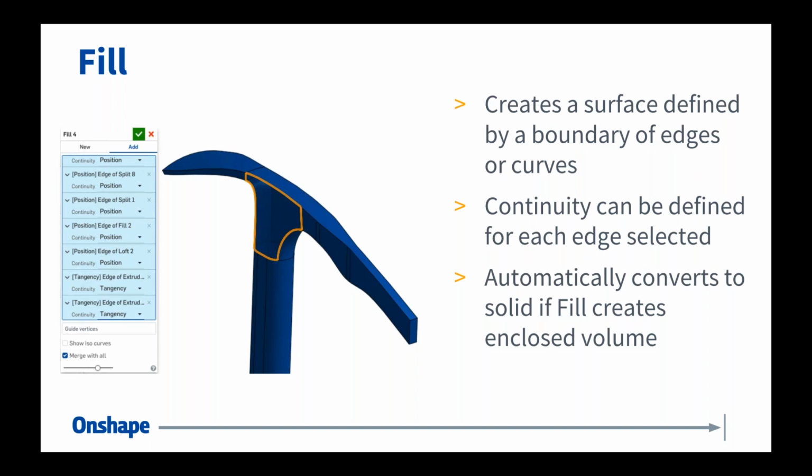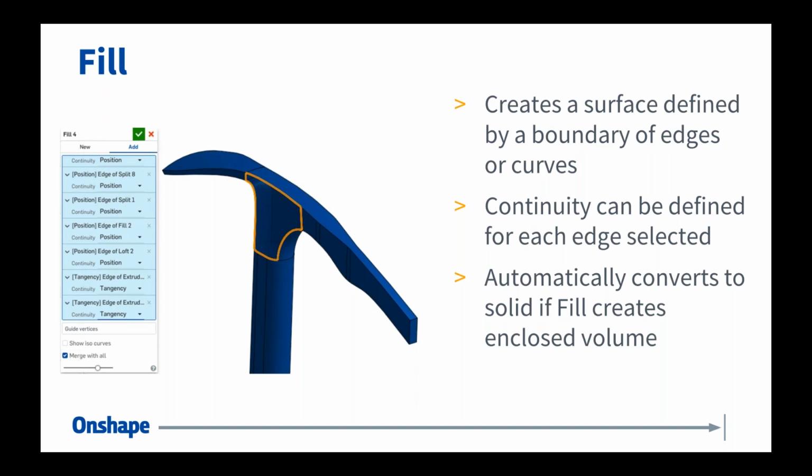Think of any scenario where I'm trying to fill this gap in geometry. The neat thing about this command is you can define continuity based on the edges that you select. So when you're doing a fill, you're going to select edges of surrounding geometry, sometimes curves as well. And you may want to say, I want a smooth transition from this edge to the fill that I'm creating. That's where continuity is important, right? So continuity can be defined for each edge that you select.